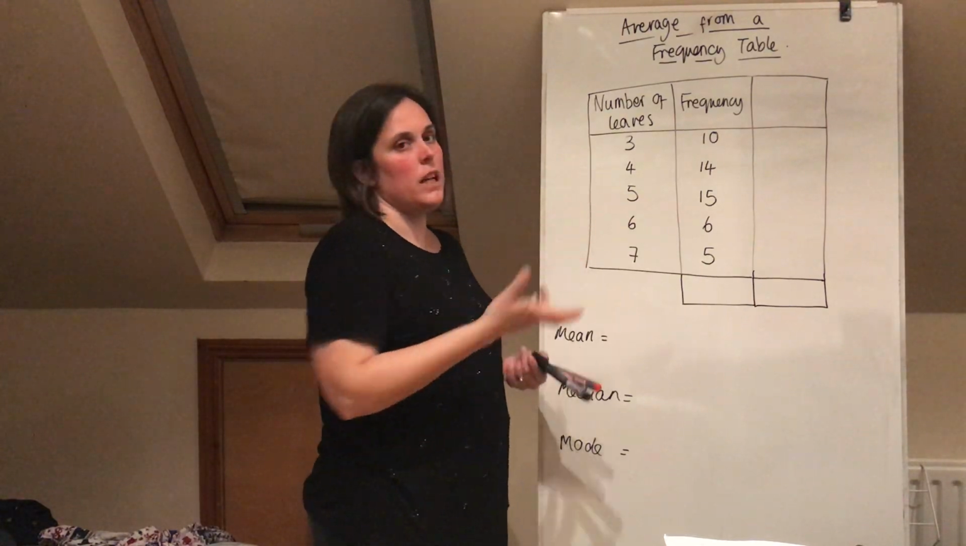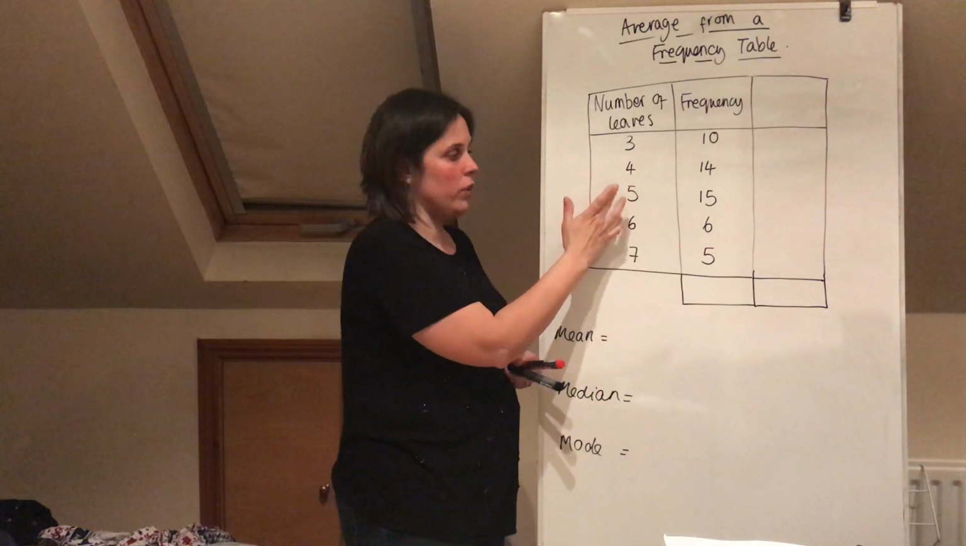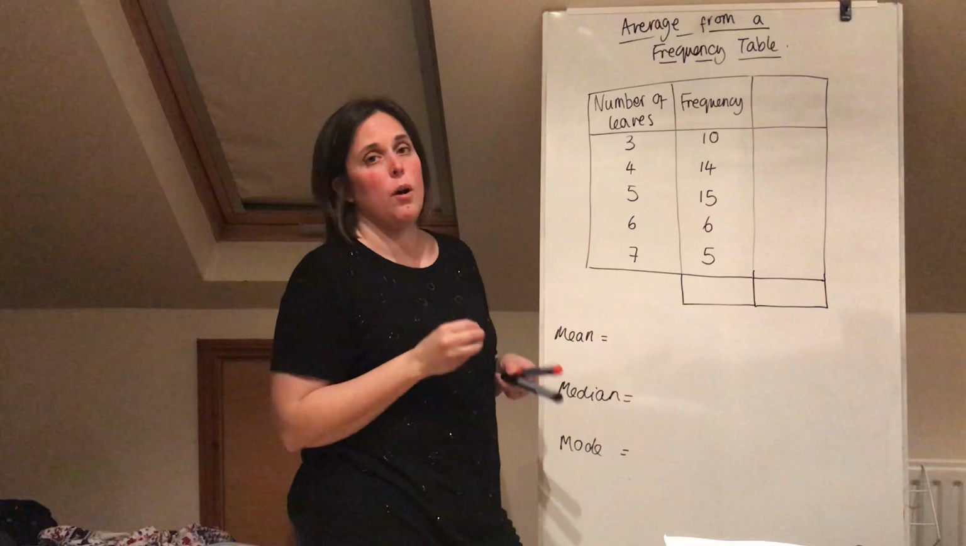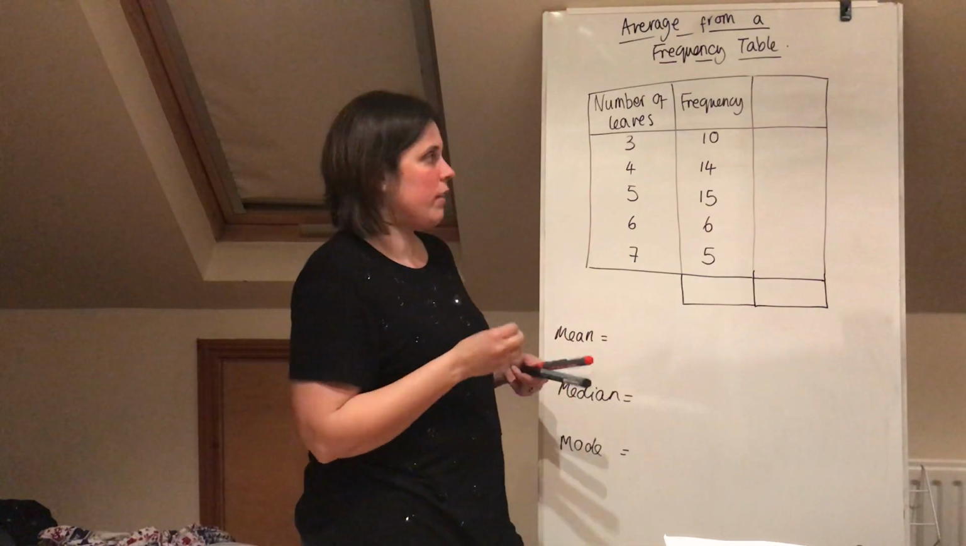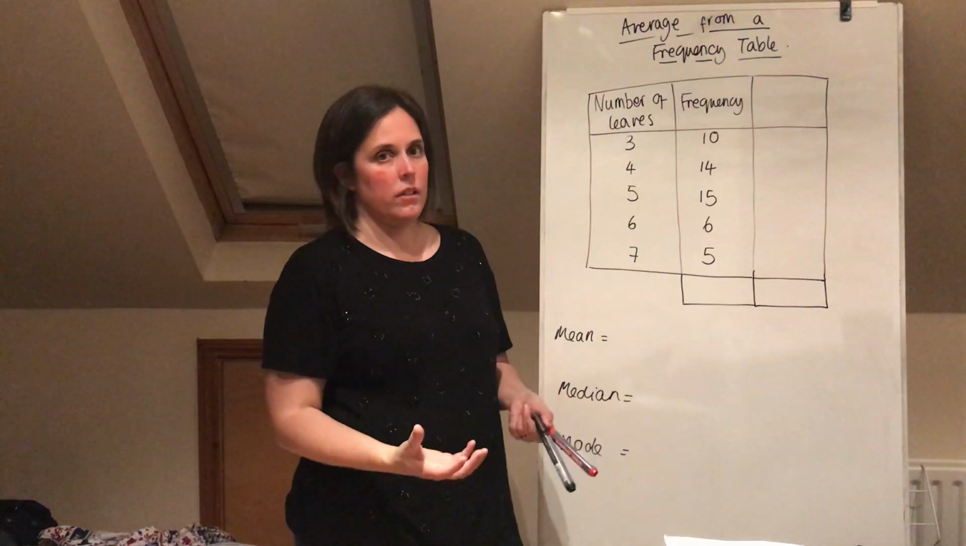So we've got the number of leaves on some plants that somebody's looking at. You've got 3 leaves, 4 leaves, 5 leaves, 6 leaves and 7 leaves, and the frequency just means how many plants have got 3 leaves on, how many plants have got 4 leaves on, and so on.